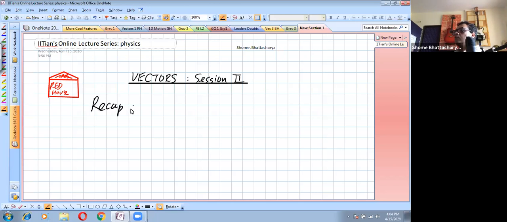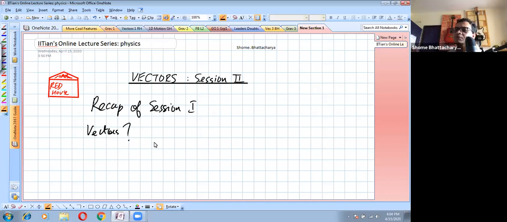So as a recap of session 1 in vectors, what are the various things that we learned in session 1? First of all, we saw what vectors were, and we understood that they are physical quantities which have magnitude and direction, and which are defined by both things, magnitude as well as direction. To that end, we learned how to identify whether a given physical quantity is a vector or a scalar.